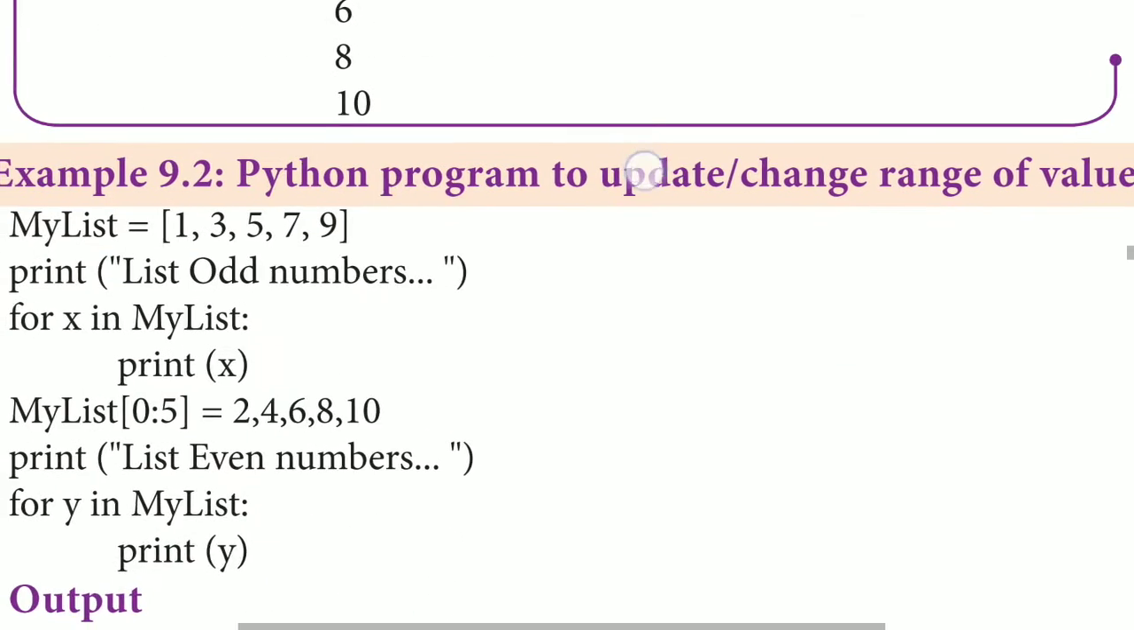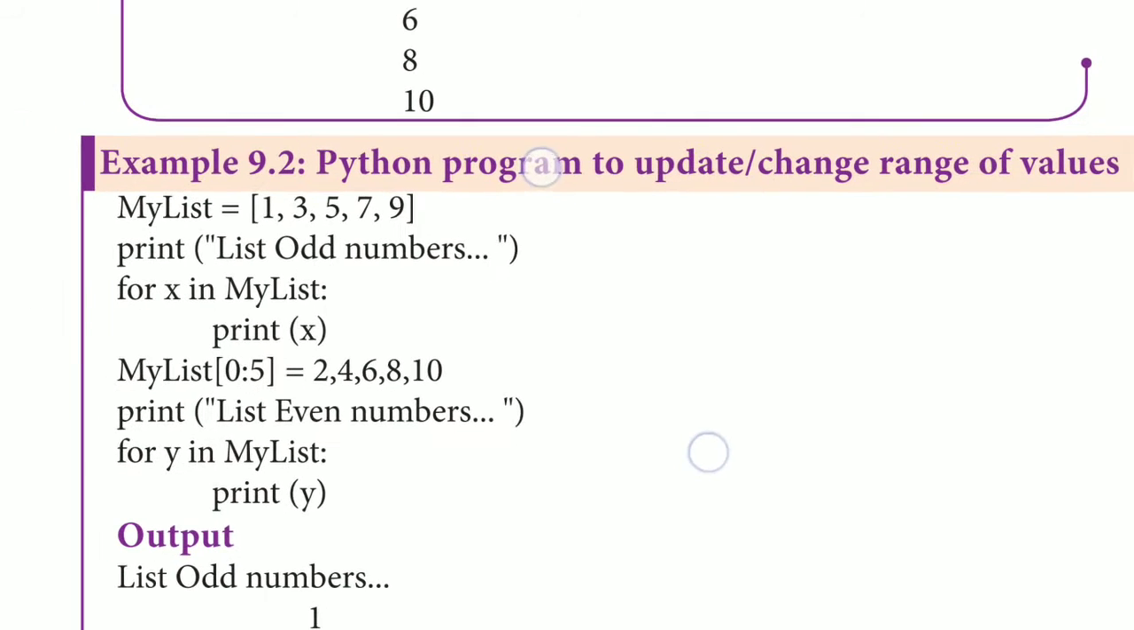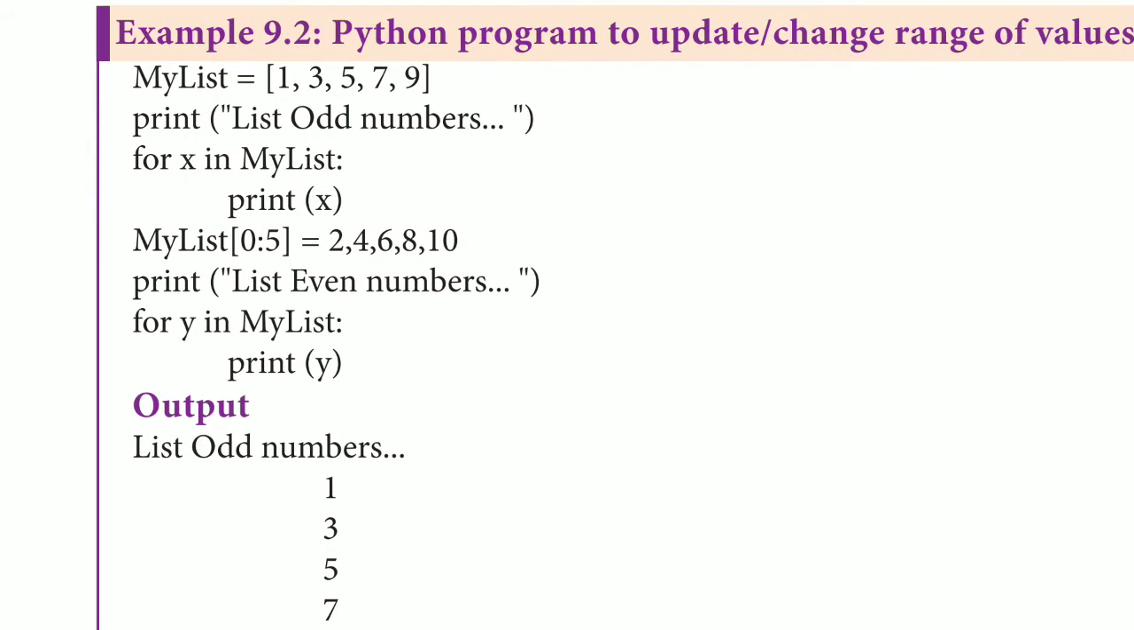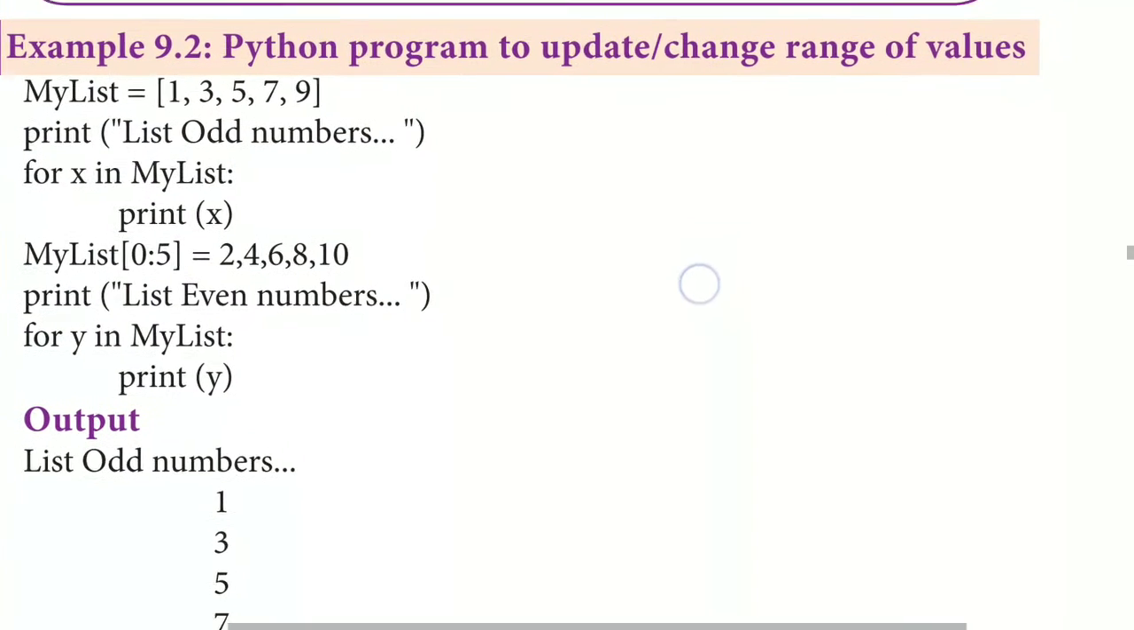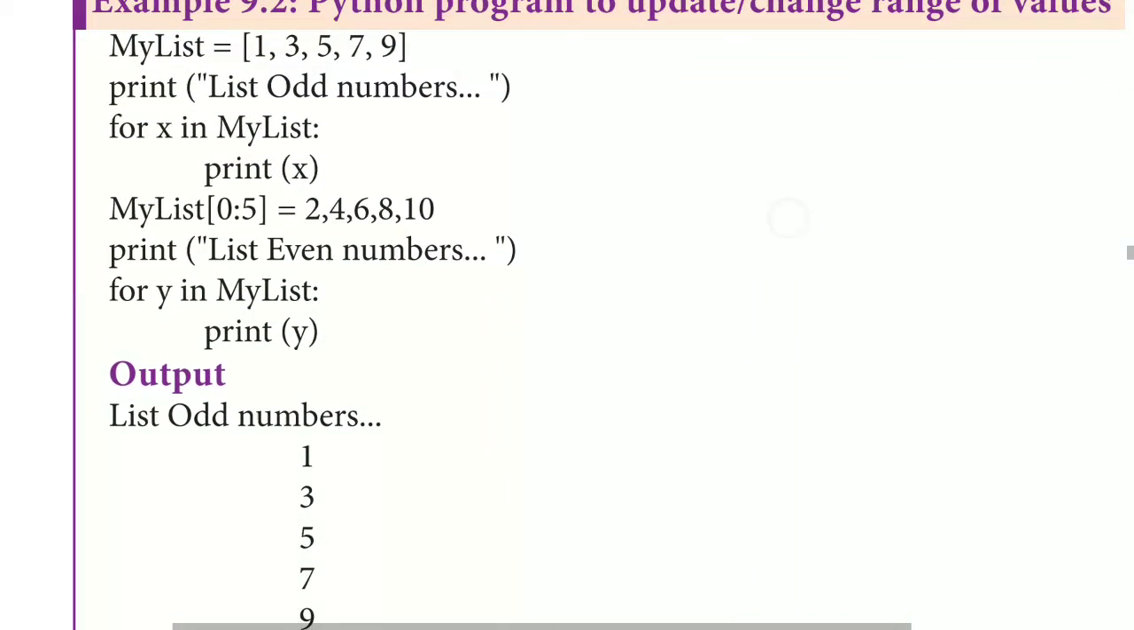In the next example they will be changing a range. A range of elements is changed here. You can see the Python program to update a range of values. My list is equal to 1, 3, 5, 7, 9. Five elements are present, a list of odd numbers. Now they are printing the list of odd numbers by using a for loop. In the next statement you can see my list[0:5].